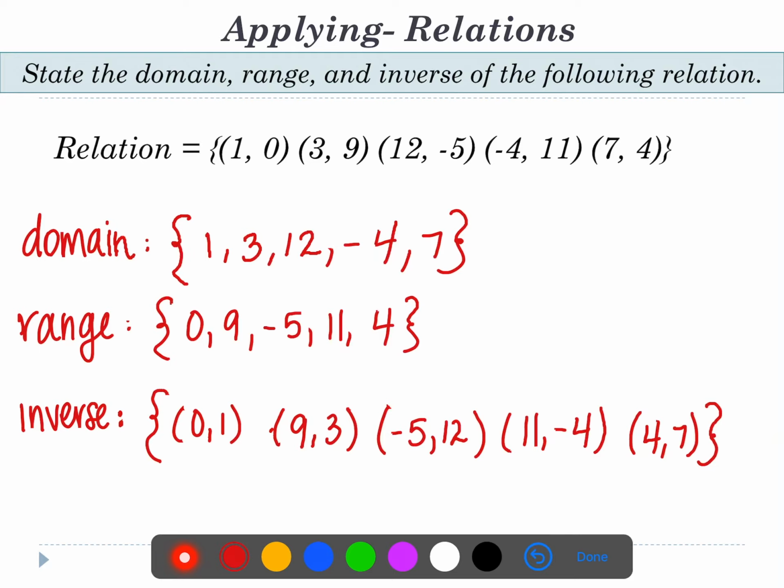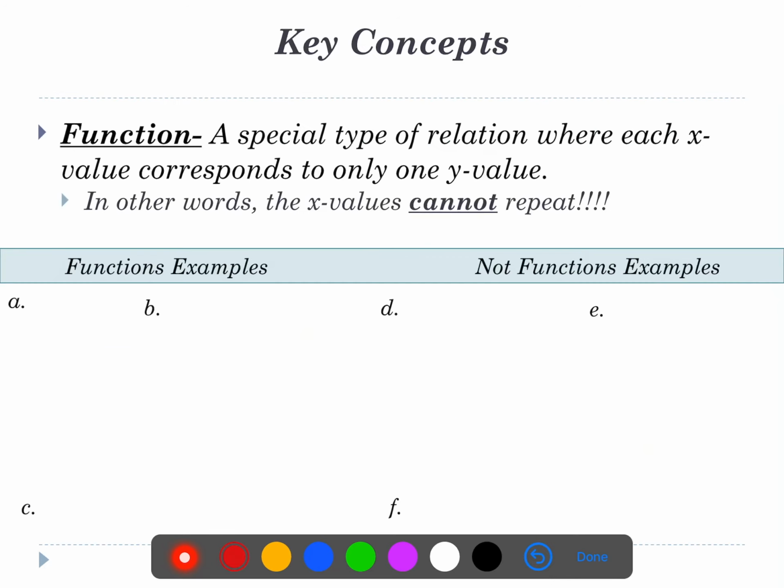Okay, so that's how we state the domain, the range, and the inverse. Now, the relation could be given as ordered pairs, like it is here. It could be given as a graph. It could be given as a mapping. So my suggestion, if you are given it in one of the other representations, first change it into ordered pairs. This makes it a whole lot easier to then state your domain, your range, and your inverse.